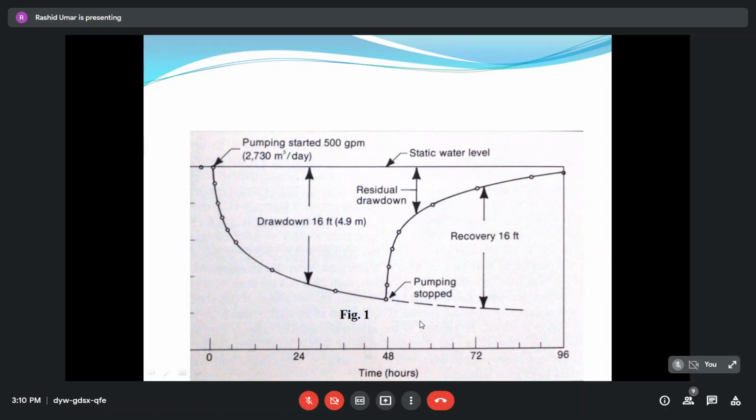Suppose we are here at this particular time. If you draw the arrow straight here, it will come somewhere here. So still this much is left to recover, at this particular point. So there we call it drawdown, here we call it residual drawdown. What is left over to recover? So this is a graph which shows drawdown versus recovery. Now the data I will show you.